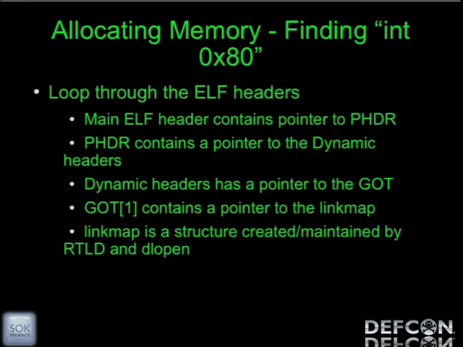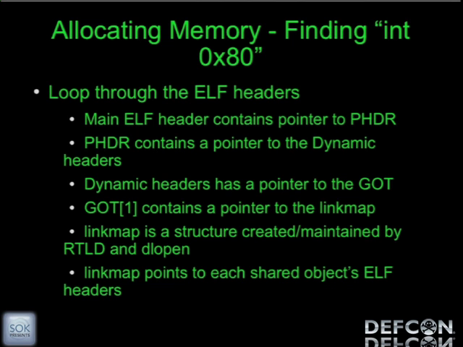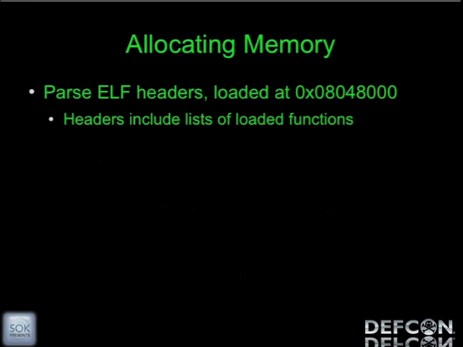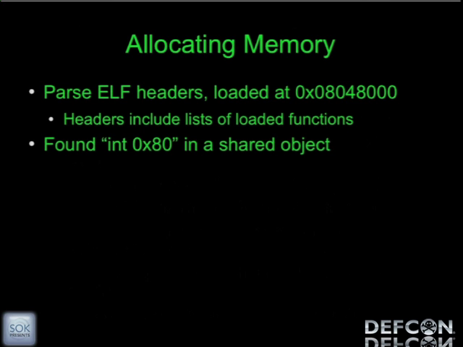The link map is a structure created and maintained by the runtime linker and dlopen. The link map points to each shared object's ELF headers. So every single shared object, every single object file, your program, its dependencies have ELF headers, and the ELF headers contain a symbol table, and a symbol table is basically all the functions, all the global variables, all that kind of stuff that gets loaded in memory. So we'll parse through the ELF headers starting at that hex address. The ELF headers include lists of loaded functions. So we found int80 by crawling through all the ELF headers. I saved you all the nitty-gritty details because it's boring.